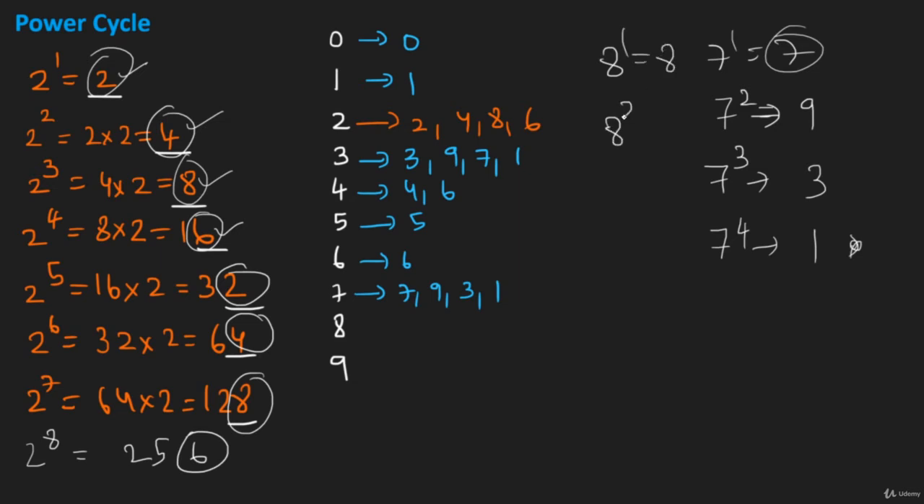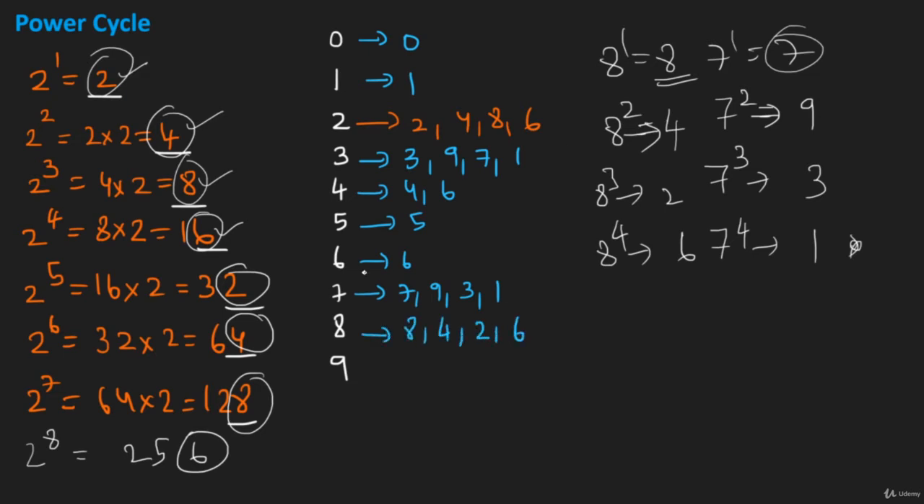8 to the power 2 is 64. I just write 4 because I'm only interested in the unit digit. 8 to the power 3 will have a unit digit of 2, right? Because 8 into 4 is 32. So I just write 2, and 8 to the power 4 will have a unit digit of 6 because 8 into 2 is 16. Now 8 to the power 5 will again be 48, so it will again be ending with 8. So it's repeating. So the pattern in the case of 8 is 8, 4, 2, 6.